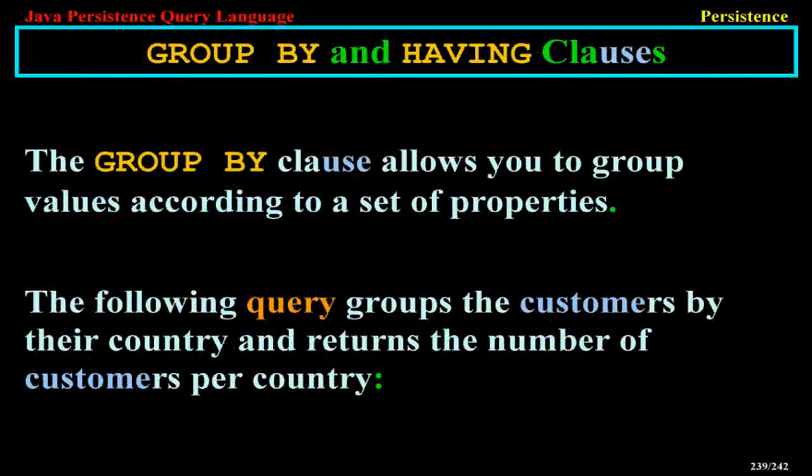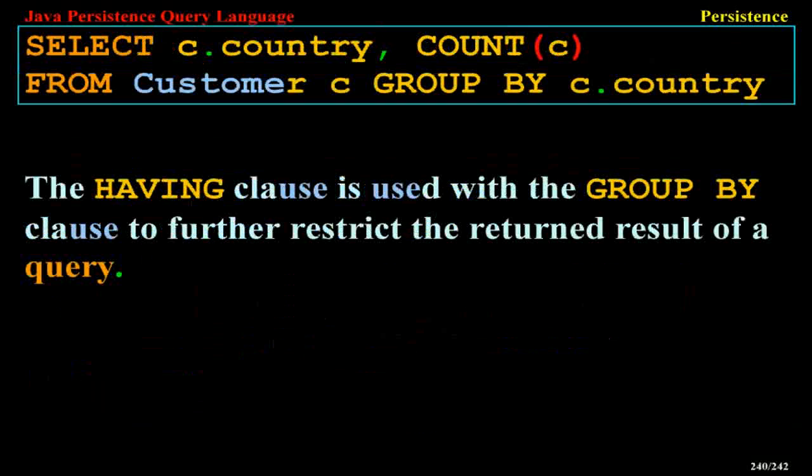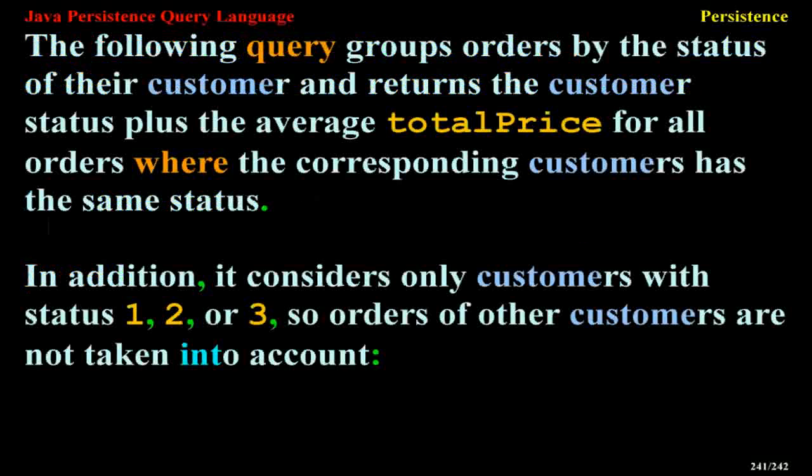GROUP BY and HAVING clauses. The GROUP BY clause allows you to group values according to a set of properties. The following query groups the customers by their country and returns the number of customers per country. SELECT c.country, COUNT(c) FROM Customer c GROUP BY c.country. The HAVING clause is used with the GROUP BY clause to further restrict the returned result of a query.